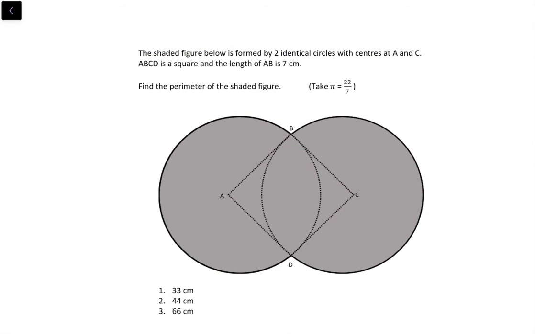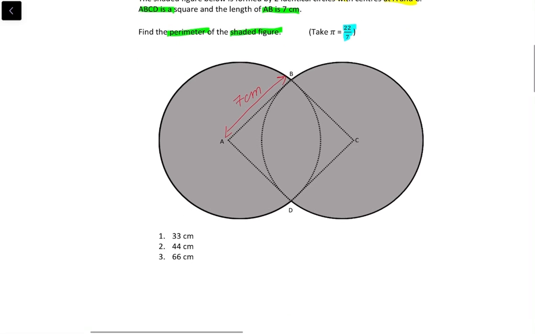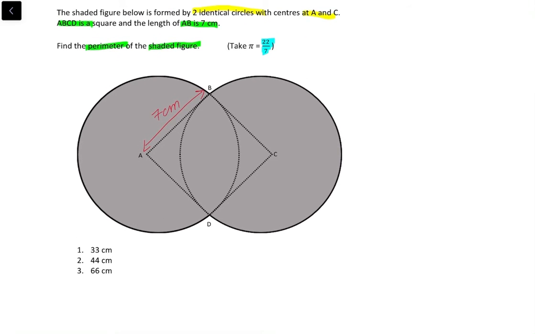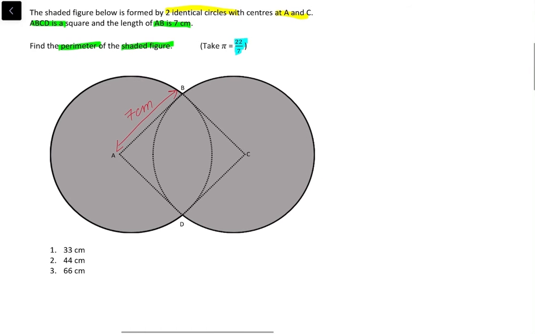The shaded figure below is formed by two identical circles with centers at A and C. ABCD is a square and the length of AB is 7 centimeters. Find the perimeter of this shaded figure, and we assume the value of pi to be 22 by 7. Okay, it is given that AB is 7 centimeters in length, and this question shouldn't take much time to solve.